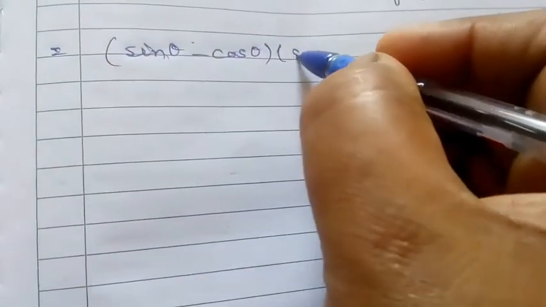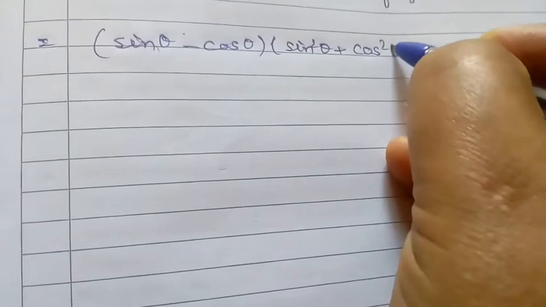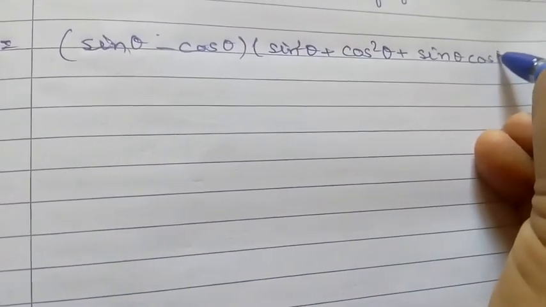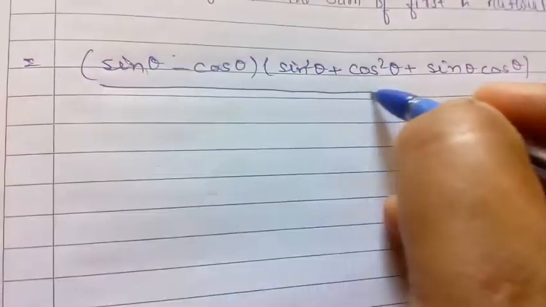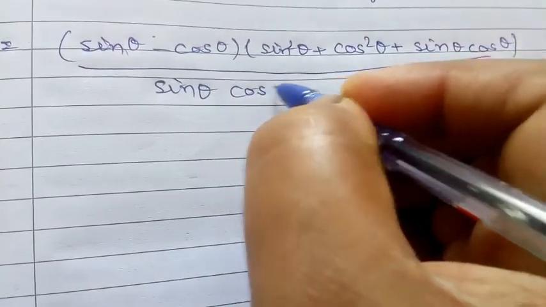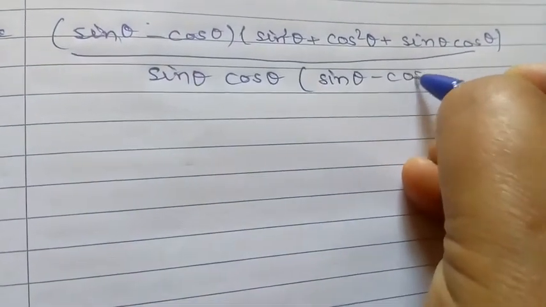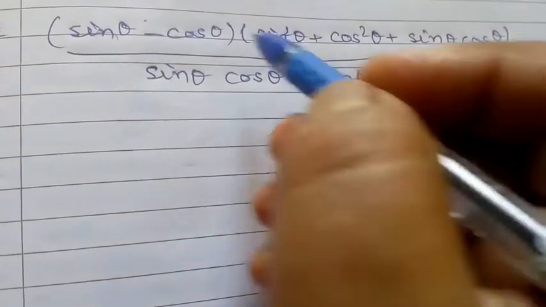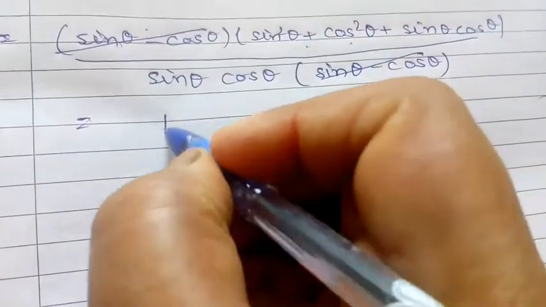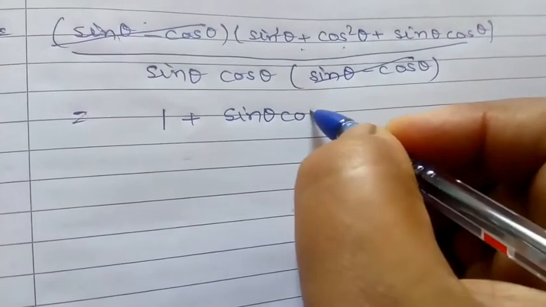Again a square plus b square plus ab. And the denominator is sin theta, cos theta and sin theta minus cos theta. Cancel. Sin square theta plus cos square theta equal to 1. 1 plus sin theta cos theta.